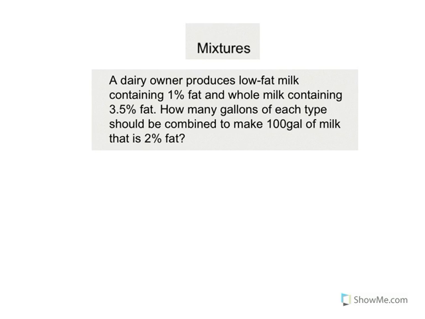Today we're going to learn about how to deal with systems of equations that result from mixtures. A dairy owner produces low-fat milk containing 1% fat and whole milk containing 3.5% fat. We want to know how many gallons of each type should be combined to make 100 gallons of milk that is 2% fat.